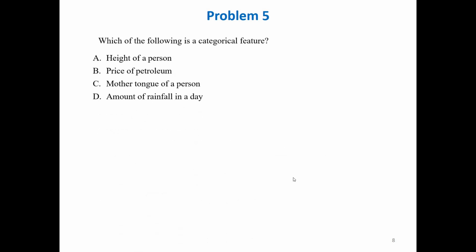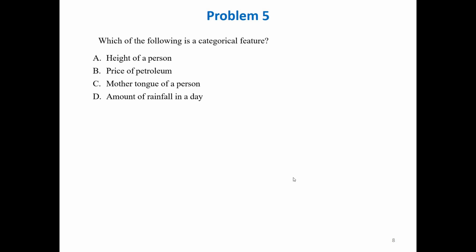Now next is, which of the following is a categorical feature? Height of a person. Height can be 5 foot 1 inch. It can take any continuous value. It is not categorical. Price of a petroleum. It can be 100, it can be 101, it can be 103. It is also not categorical.